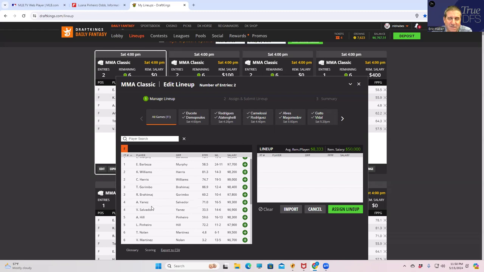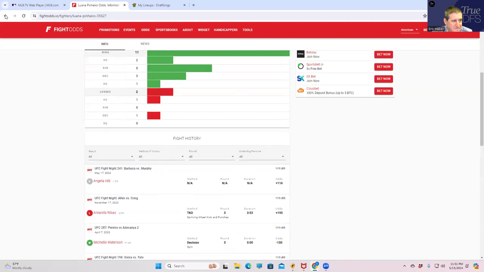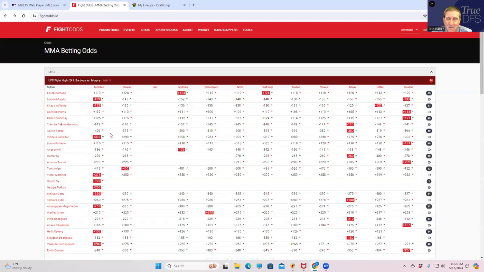Adrian Yanez versus Vincent Salvador. Boy, oh boy. Adrian Yanez, for someone who just got clocked two fights in a row, people have a lot of confidence. So he's 9,300, and his price is like minus 400. They really want it. They must really know what they're doing, putting him against this guy. I mean, Giannis is literally off two straight first round crushers, and they really think he's going to get it done. That's the best I can describe this.